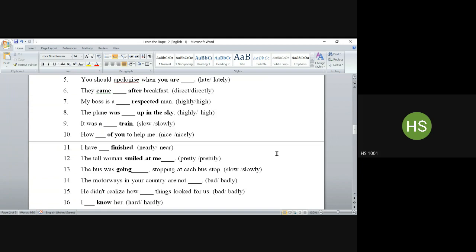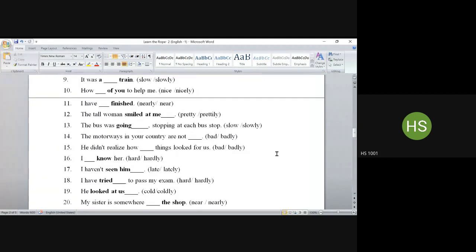Then 12th one, the tall woman smiled at me dash. Prettily. The tall woman smiled at me prettily. The bus was going dash stopping at each bus stop. Slowly. Going slowly, direct modification of the verb. The motorways in your country are not dash. Bad. Not bad, right? So the motorways in your country are not bad.